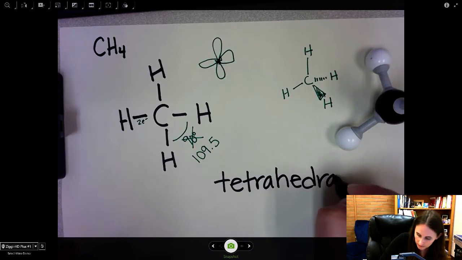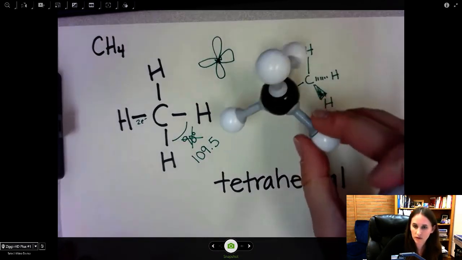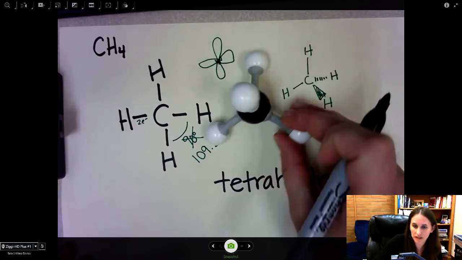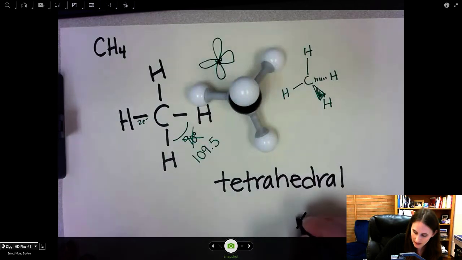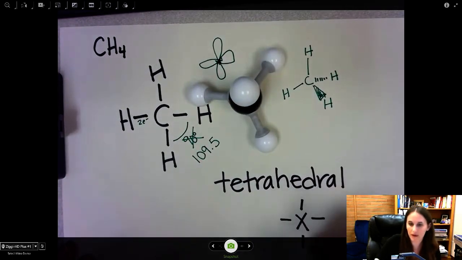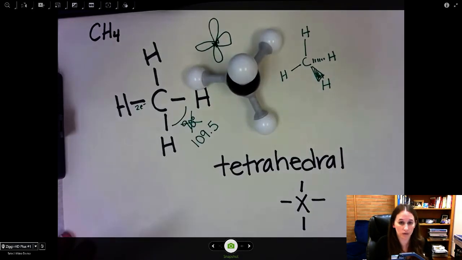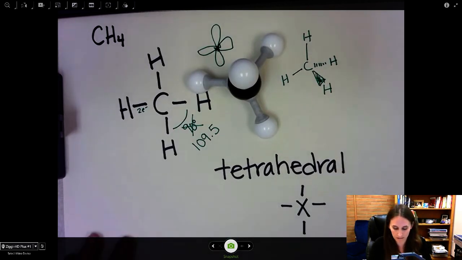Tetrahedral. So tetrahedral. And you can really tell a tetrahedral when you build it, but for a Lewis structure, what I would expect is I have some central atom and 4 things bonded off of it, and then no lone pairs, because lone pairs get to push as well. And if there were lone pairs in addition, I'd expect that angle to be a little bit different.